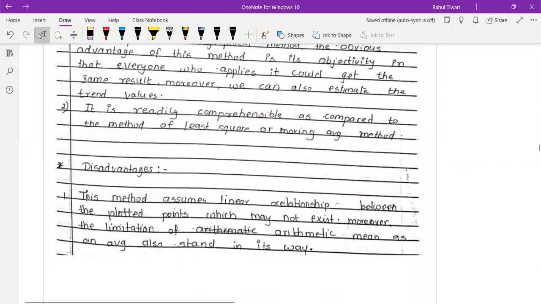So this method assumes a linear relationship between the plotted points, which may not exist, because you're considering only two points. If you draw only on two points, you are not considering the remaining points. So just think, what will be the use of the remaining points that you are not drawing on? Based on these points I am drawing the line, but if my data in between is different, then it will not be linear.